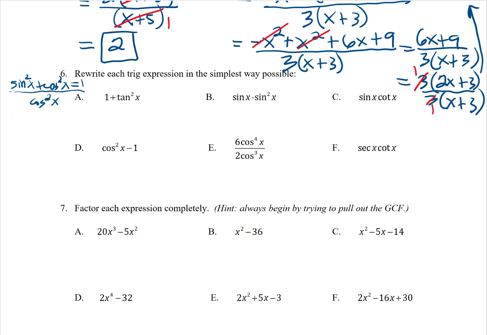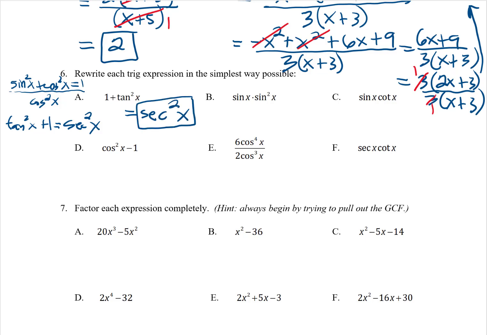The first term would become tangent squared x. The second term would be a 1. And the final one, 1 over cosine squared, would be secant squared x. Well, see, that's exactly the one I need. I'm just trying to replace 1 plus tangent squared x. According to this identity, this is just equal to secant squared x.